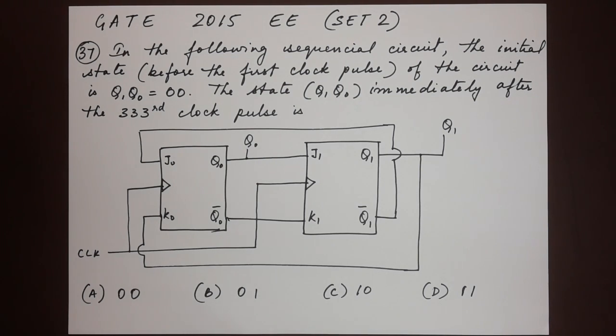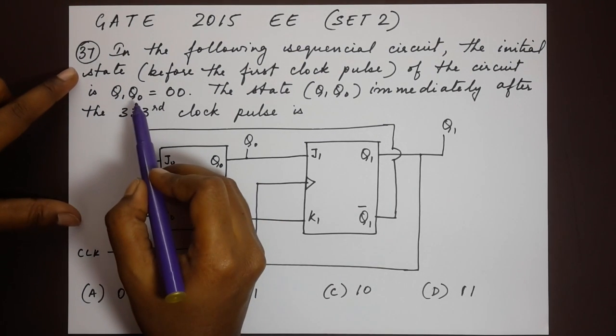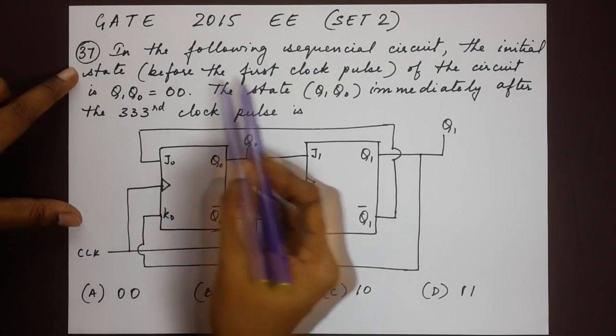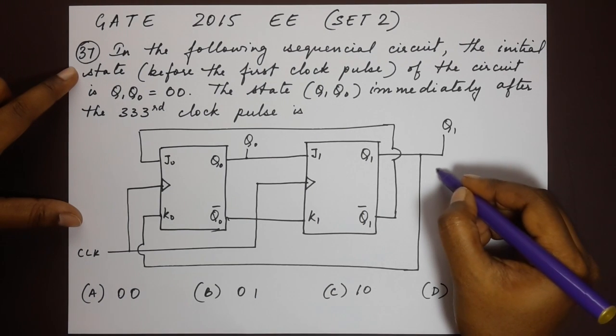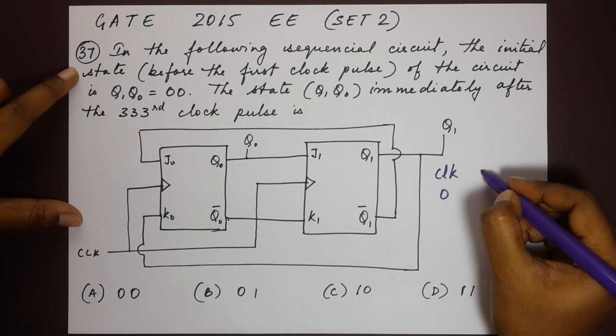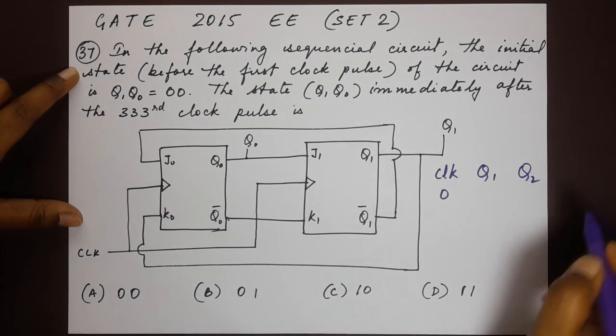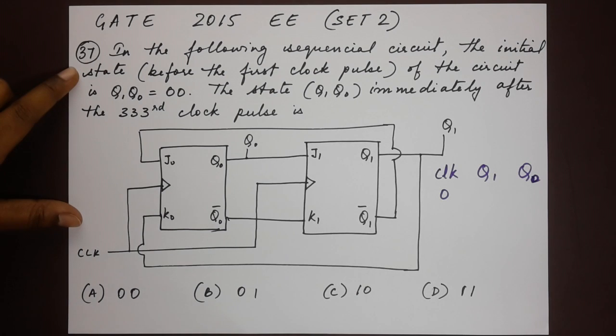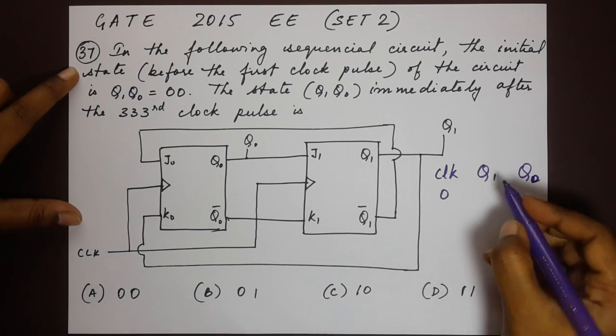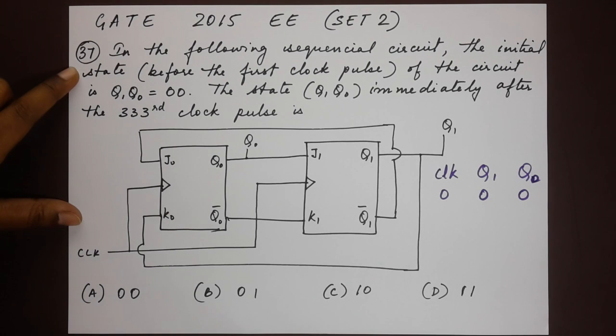Now in this sequential circuit, let's first analyze for the clock pulses of 0, 1, 2, 3 and so on, and we'll see how the states are for Q1, Q0 and how often they're repeating. Okay, let's start with the basic. Before the first clock pulse, at 0, I'm going to write that here for 0, and this is Q1, Q0. Now let's check. For clock pulse 0, the question says that it is 0 0.